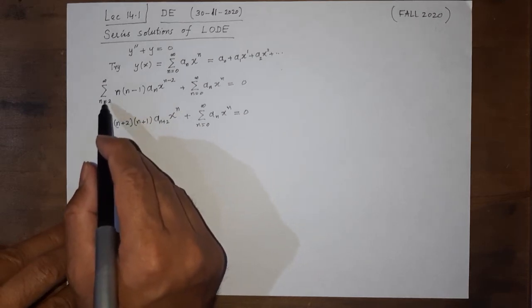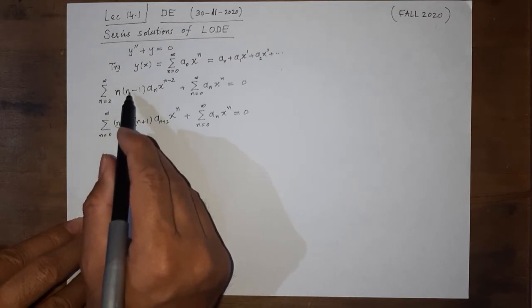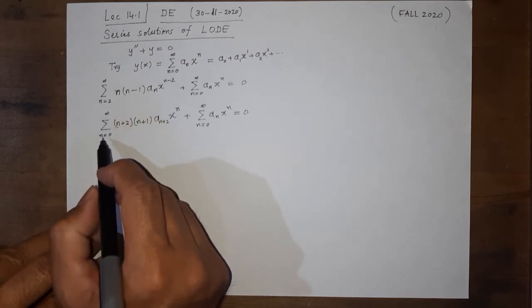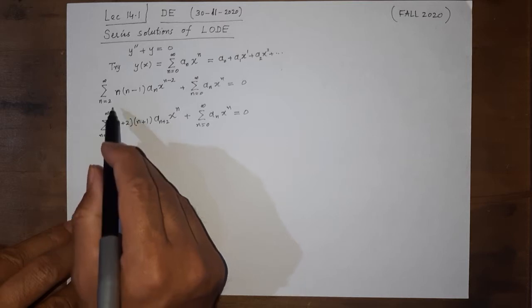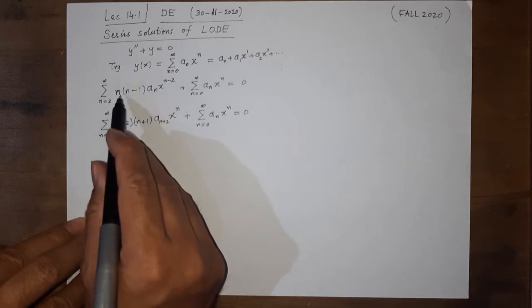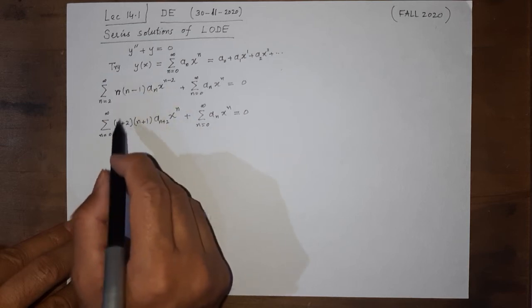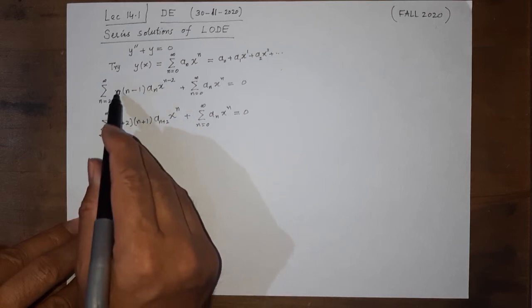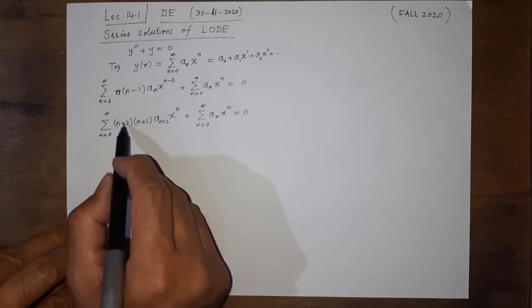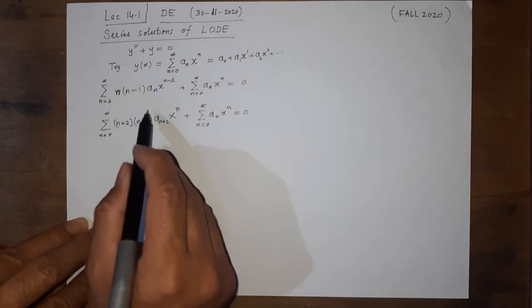Because we wanted the first term to be defined for n equal to 0 rather than n equal to 2, we just added 2 to all the n's in this term, so n is replaced by n plus 2, and this is what we got.